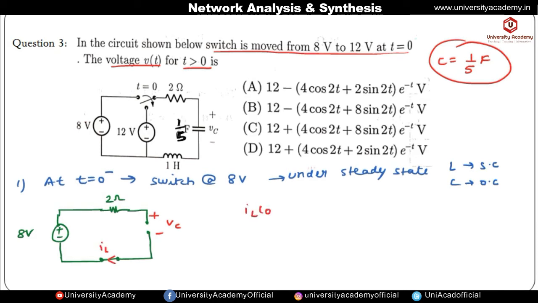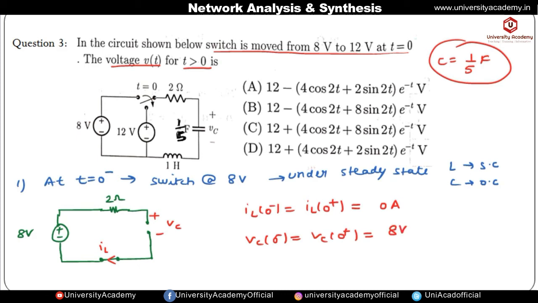Here the capacitor is open, because of which no current is flowing through the inductor. That is, I of L of 0 negative will be equal to I of L of 0 positive, which is 0 ampere. And Vc of 0 negative will be equal to Vc of 0 positive. Then the voltage across the capacitor will be equal to 8 volt.